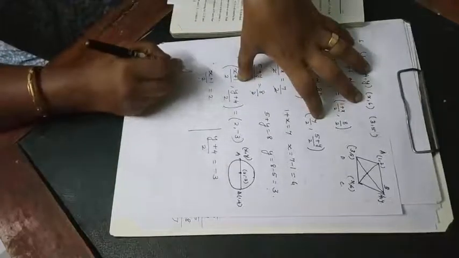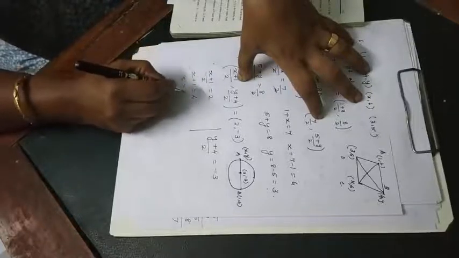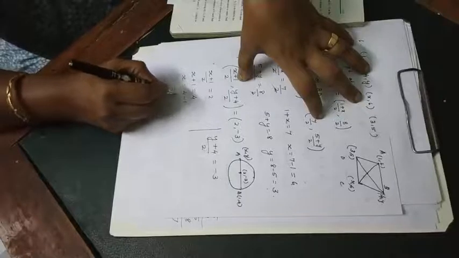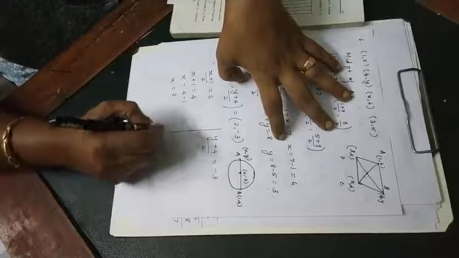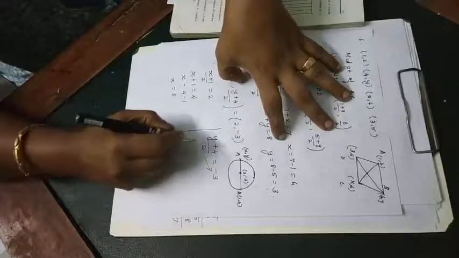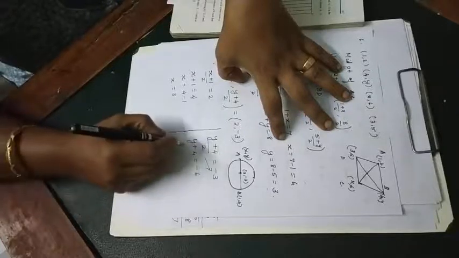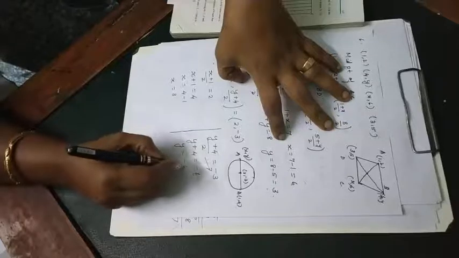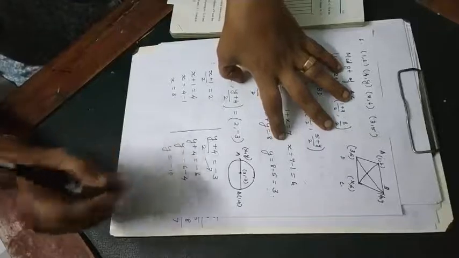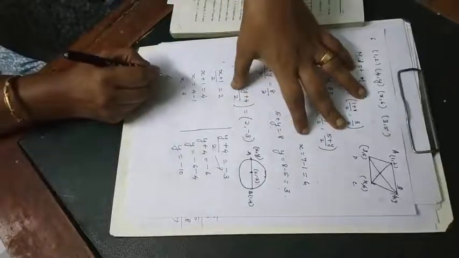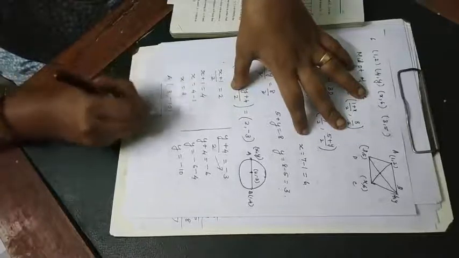Now cross multiply, x plus 1 is equal to 4, or x is equal to 4 minus 1, that is equal to 3. X coordinate you got as 3. Now cross multiply here also, y plus 4 is equal to negative 6, or y is equal to negative 6 minus 4, that is equal to negative 10. So coordinates of A will be (3, negative 10).